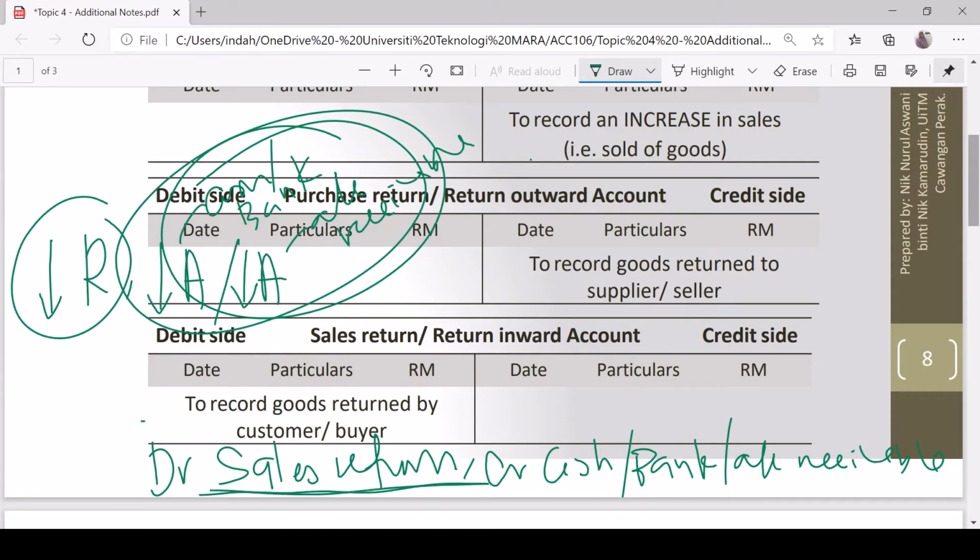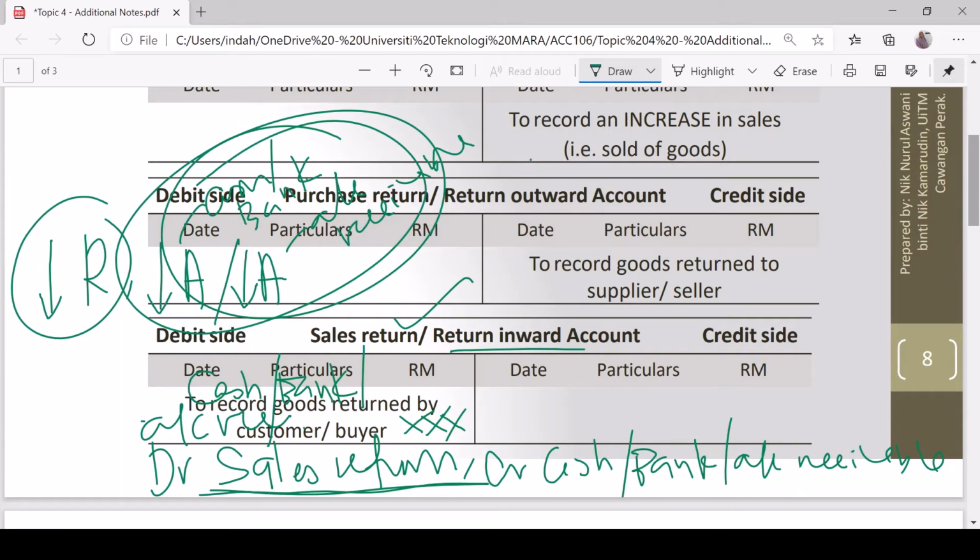Meaning you are going to prepare the sales return account or return inwards, and then you debit the amount to record the goods returned by customer. Here, you do not say to record goods returned by customer or buyer. You have to state, if it is cash, then you state cash. If it is bank, then you state bank. If it is account receivable, you state account receivable.